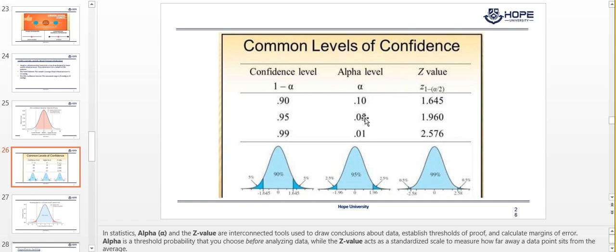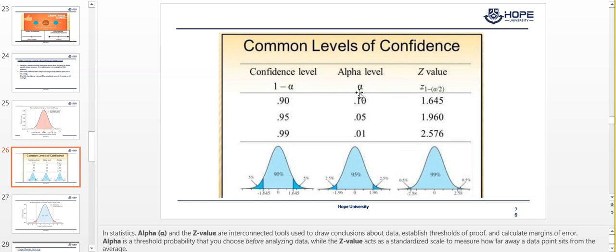That 5% error, expressed as a probability, is 0.05. Look at this, 0.05, like that. If we have 90% confidence, that means we have 10% error, which we call the alpha level. If we have 95% confidence, we have 5% error. If we have 99% confidence, we have 1% error, or 0.01.